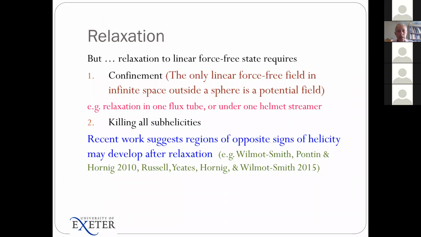And I'll just put some caveats. You need confinement. Otherwise, things expand to infinite space and you just get a potential field. So you need a helmet streamer or relaxation within a flux tube. And you do have to kill all subhelicities. A lot of recent work suggests you get regions of opposite sign of helicity developing after relaxation, rather than just one uniform thing showing the net helicity in the entire region.